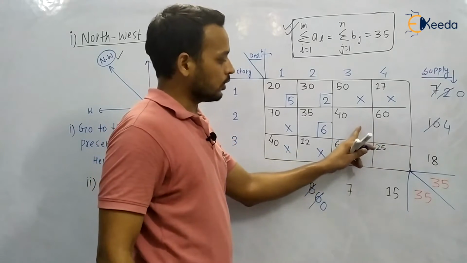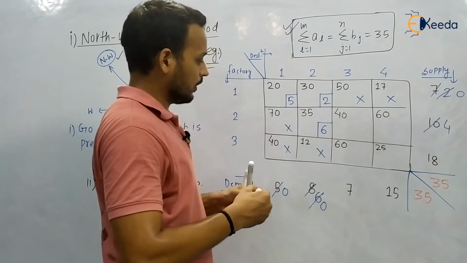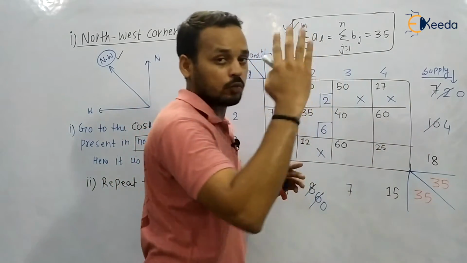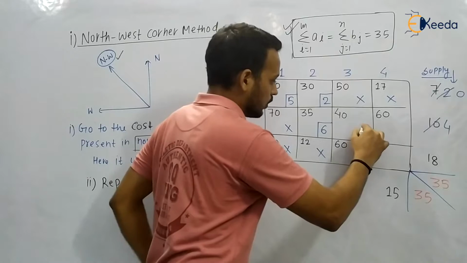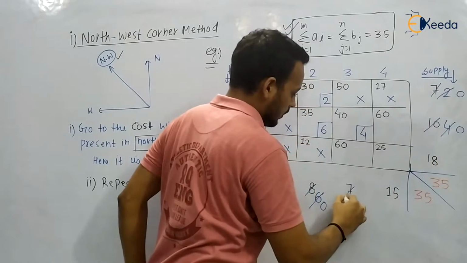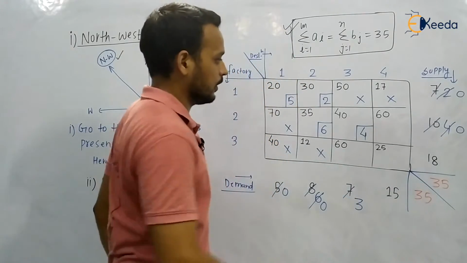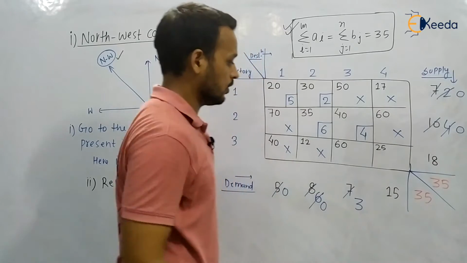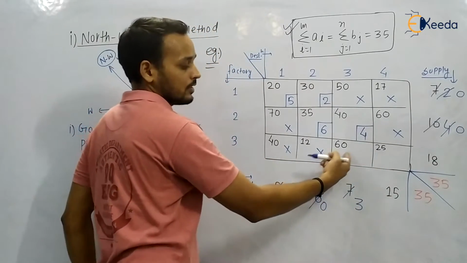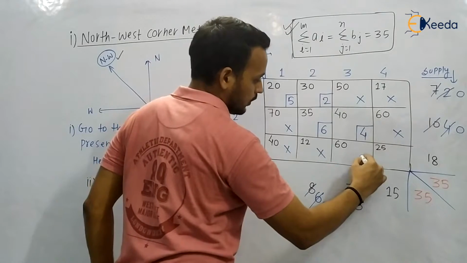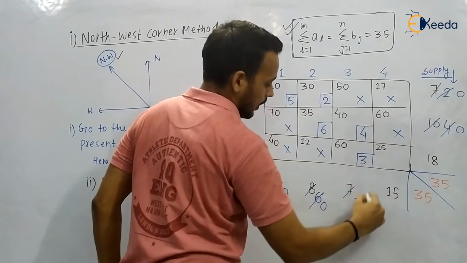Now the northwest is 40. It requires 7 units, but factory 2 has only 4 units, so it will give 4 units. This is 0 and this is 3. Now it will not get any because factory 2 now has 0 units. Now the northwest is this one. It requires 3 units. Supply it, because you have 3 units.